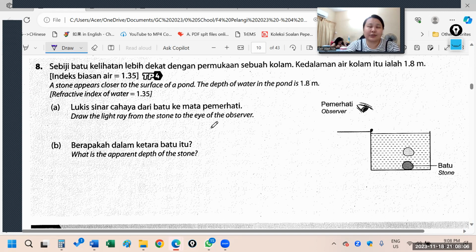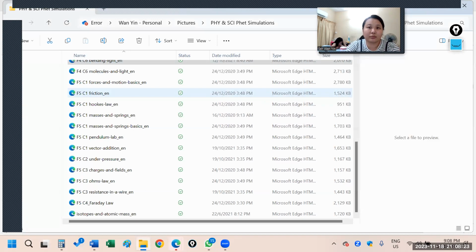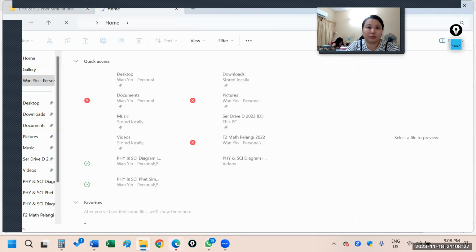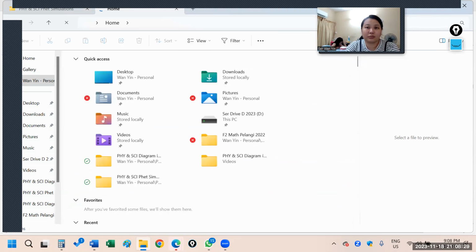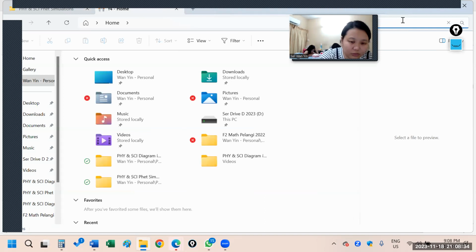Okay, the last. A stone appears closer to the surface of a pond. Okay, so how is that possible? 4, 6.